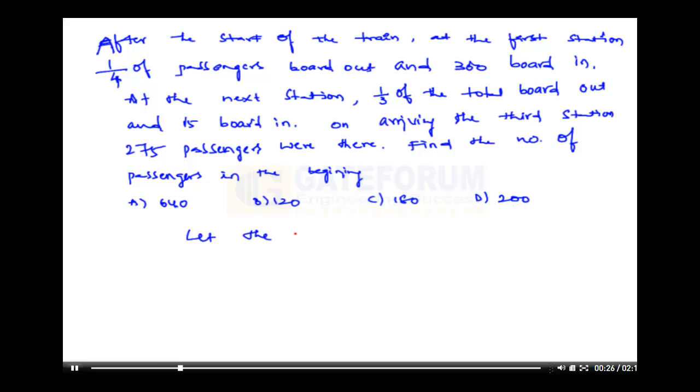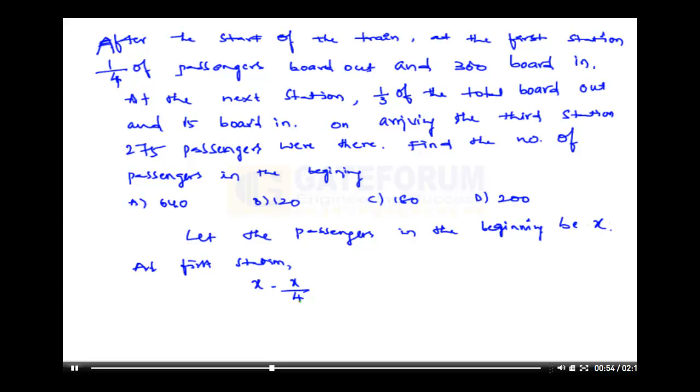Let the passengers in the beginning be some X. At the first station, how many passengers are getting down? 1/4, that is X by 4 passengers are getting out and 300 are getting in, nothing but 3X by 4 plus 300 at the first station.